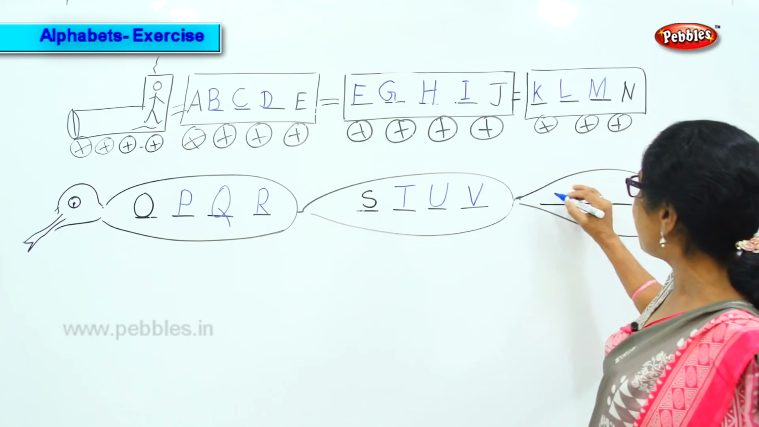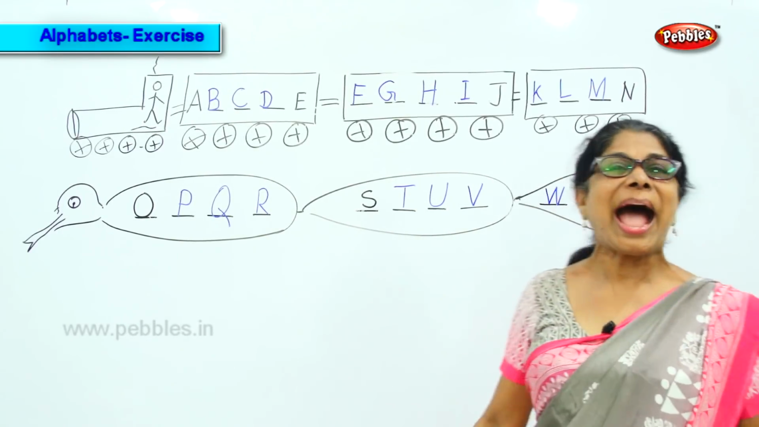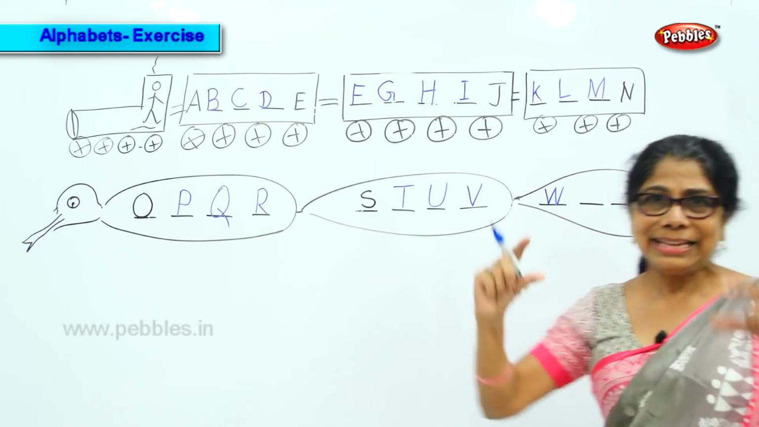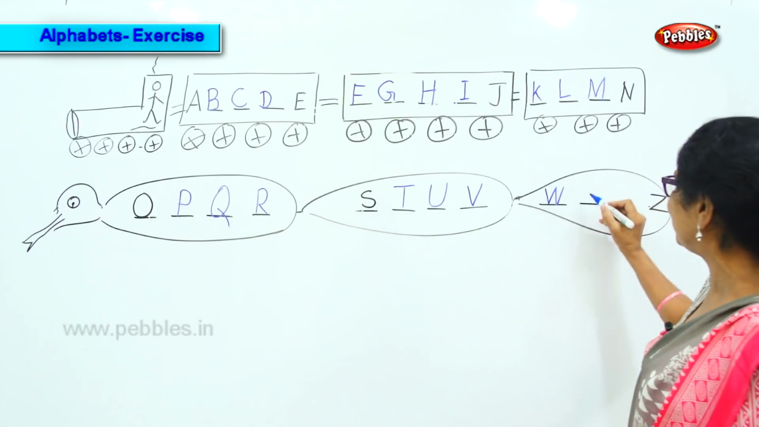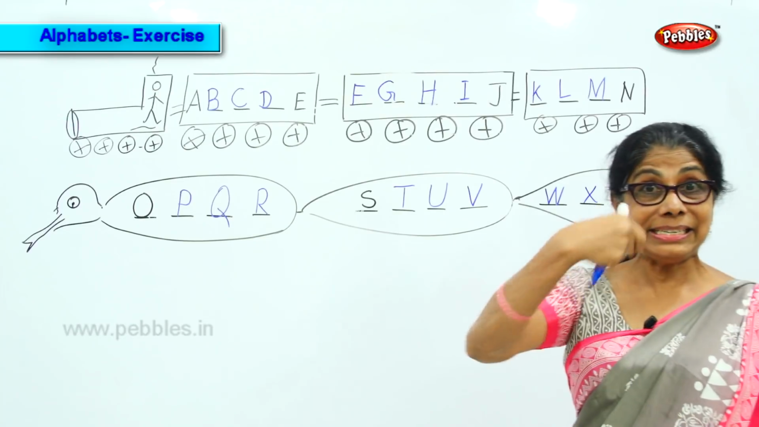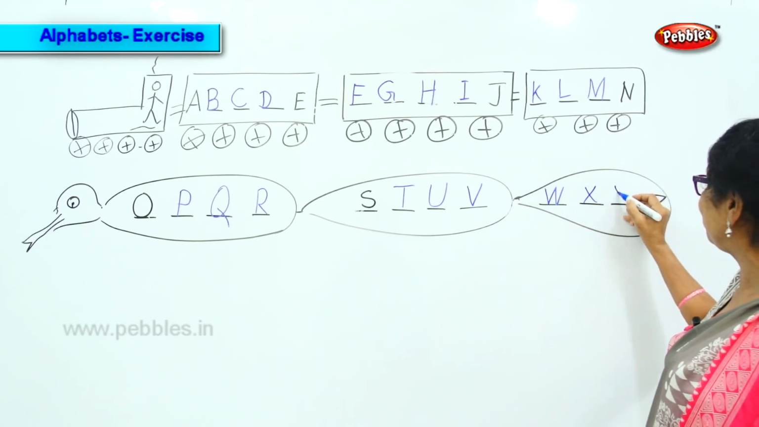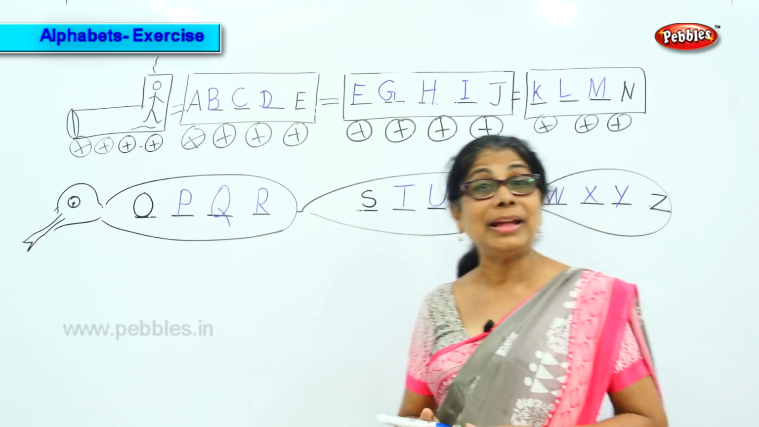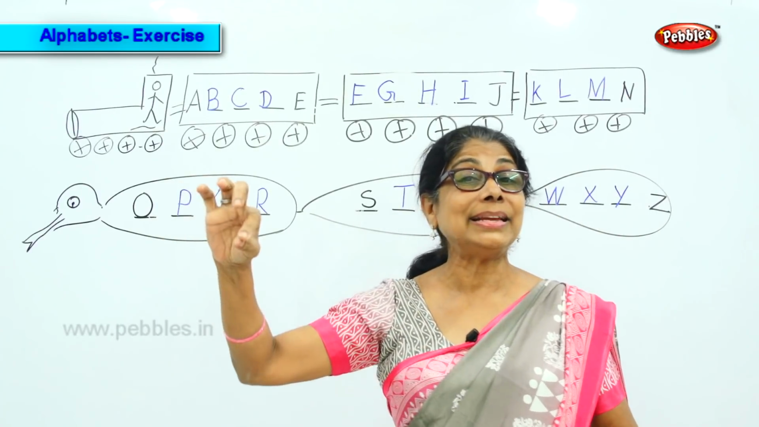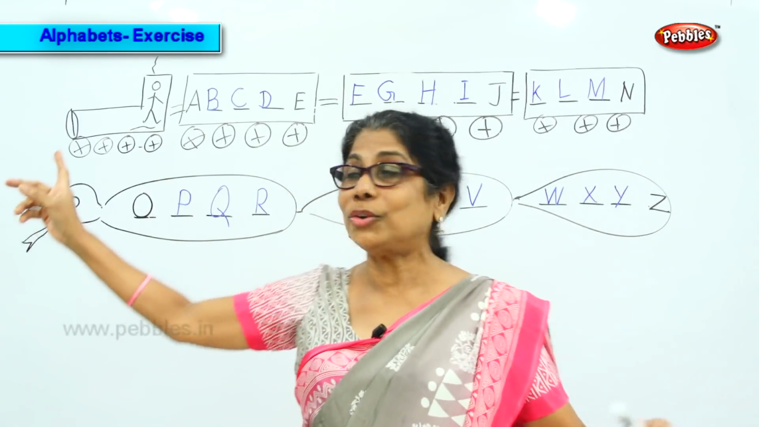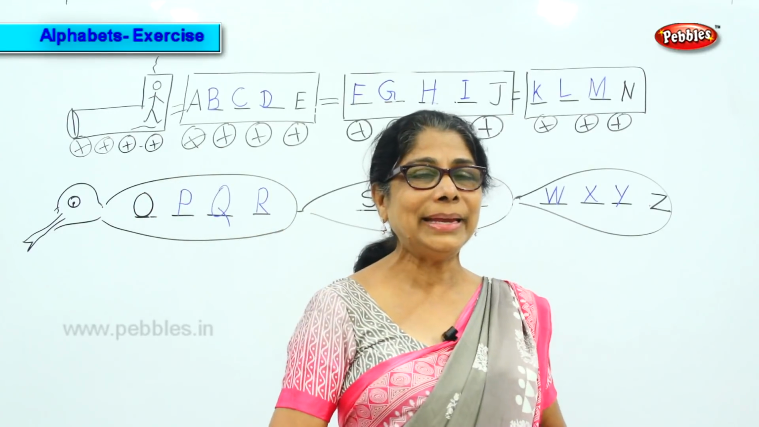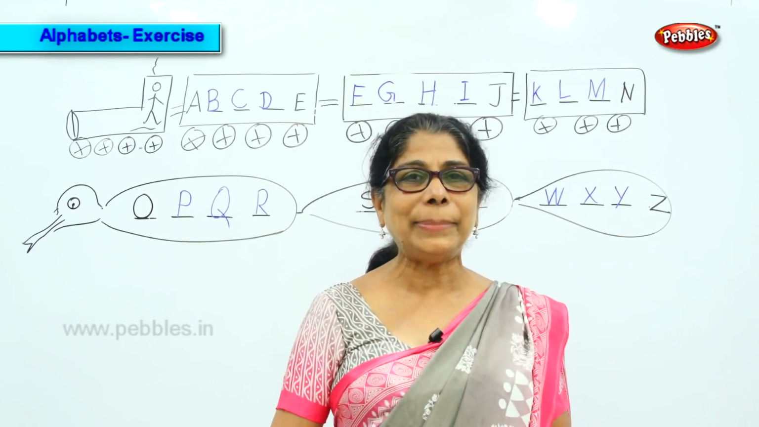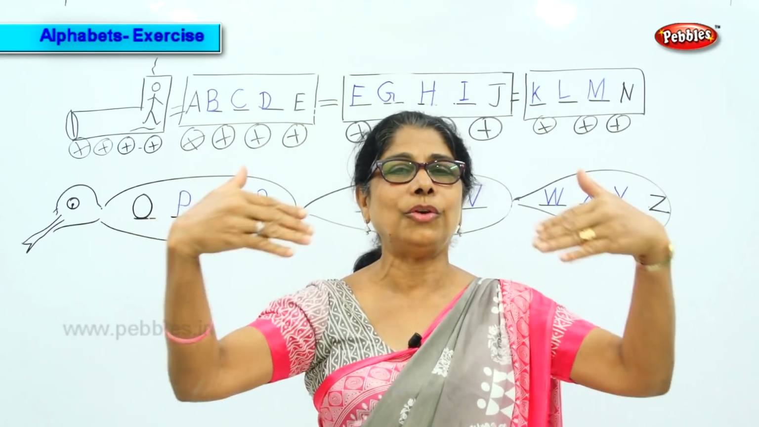W. Wa. X. Y. Y. And you have the last sound, that is the bee buzzing Z. So you got all the letters. You know to write big, small letters. You know to write big letters. You know to remember the sound. Very good.